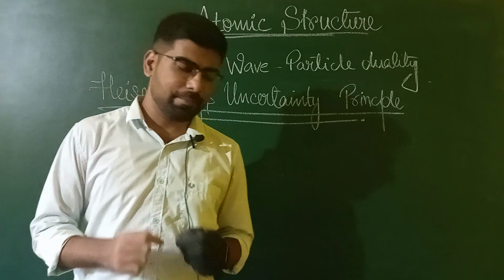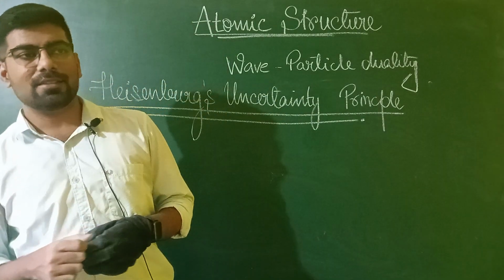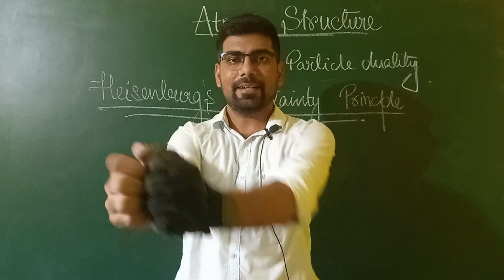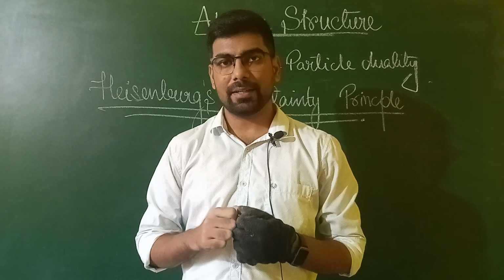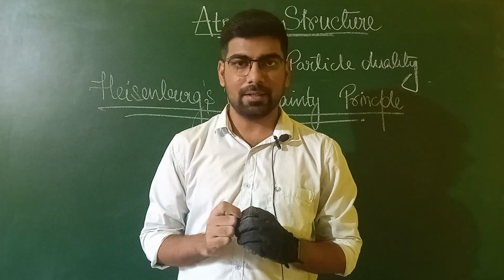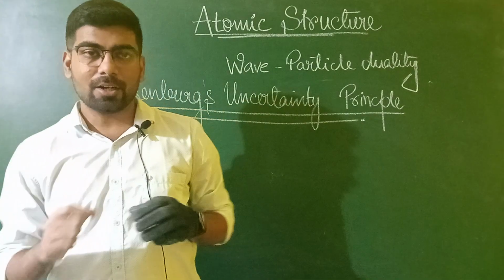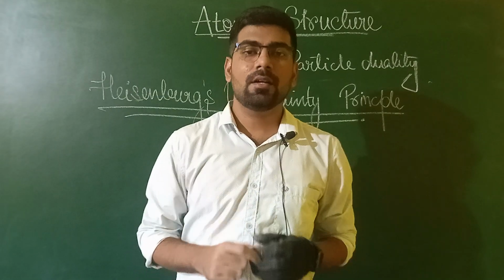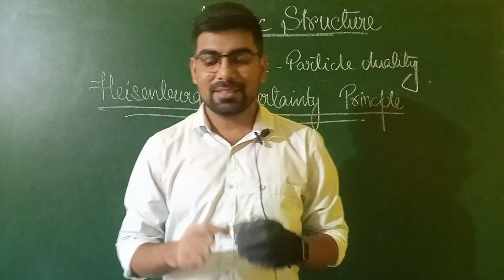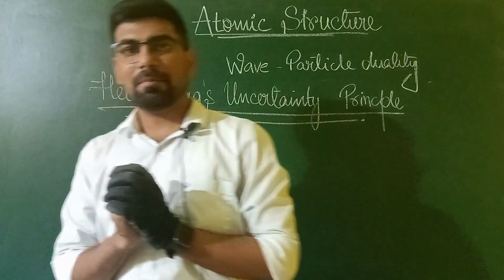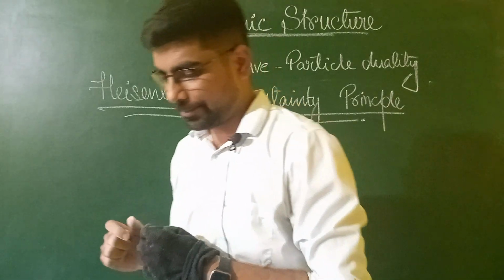Heisenberg's uncertainty principle. Heisenberg's uncertainty principle stated that for a microparticle, the position and the momentum cannot be determined with complete accuracy simultaneously. Cannot be measured accurately simultaneously.